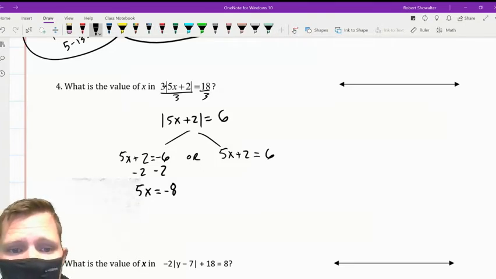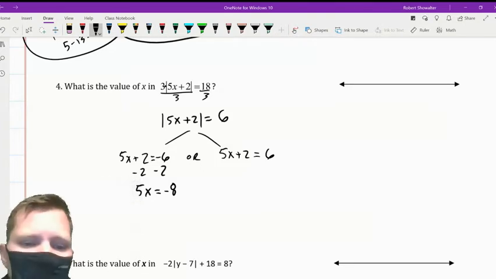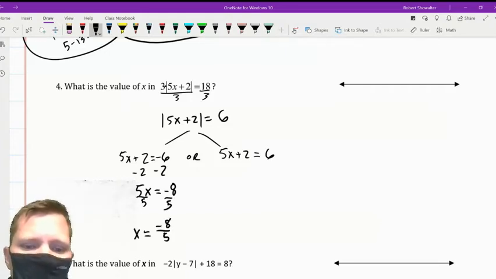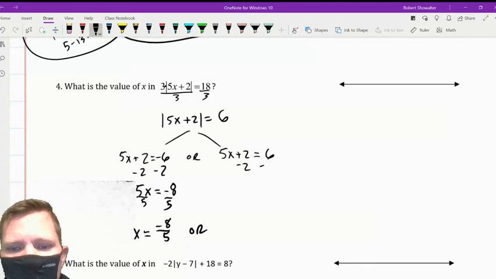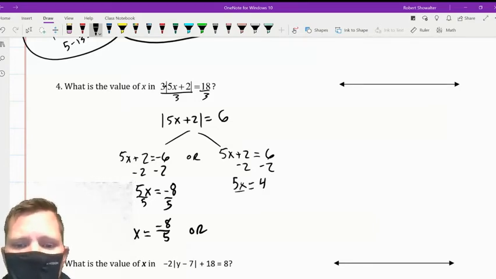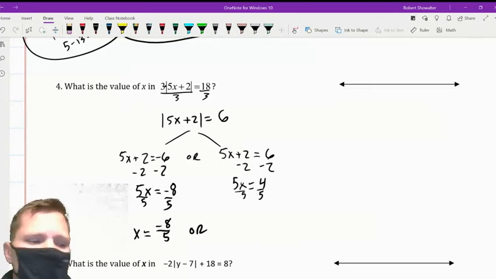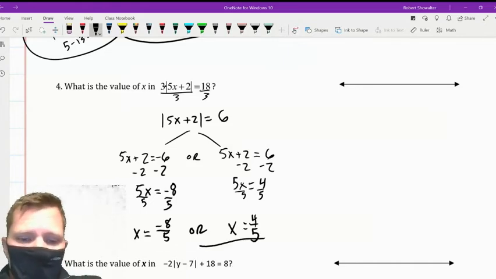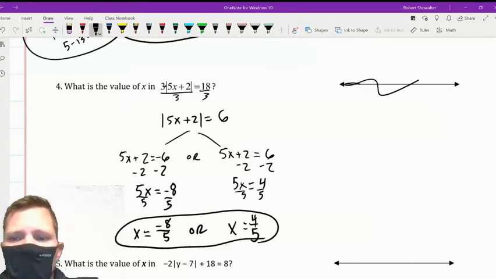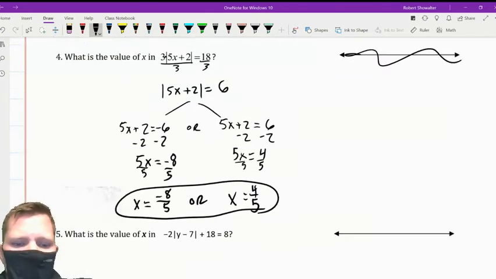So 6 minus 2 is negative 8, divide by 5, and we get x is negative 8 fifths. Or we get another scenario: minus 2, 5x equals 4, divide by 5, x equals 4 fifths. So we have those 2 numbers. That would be our answer. We don't have to graph it unless it's an inequality. Okay? 2 numbers.